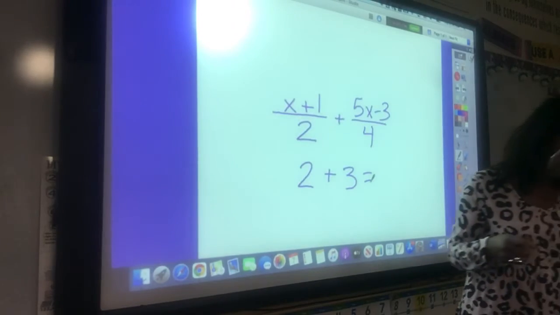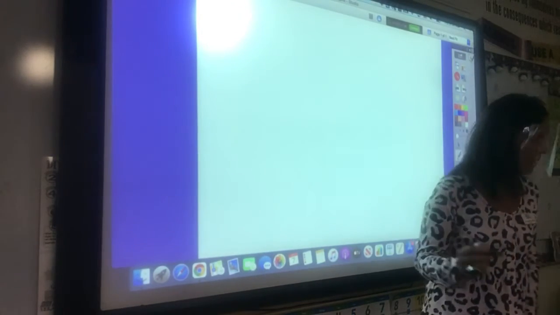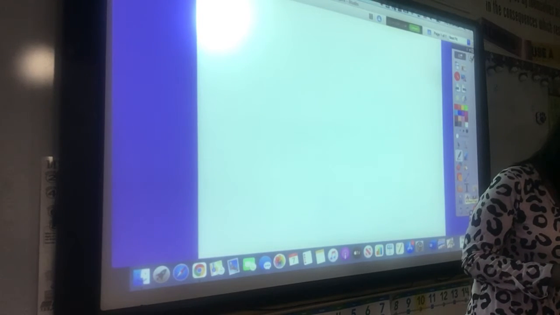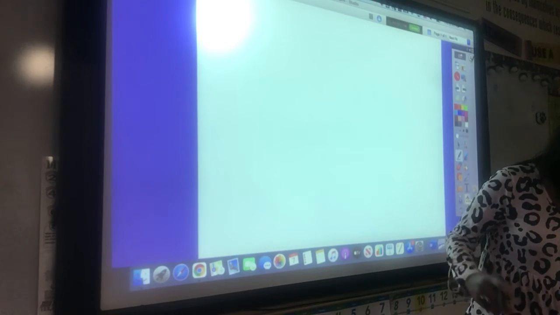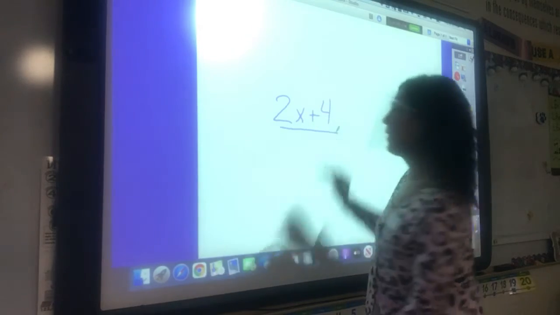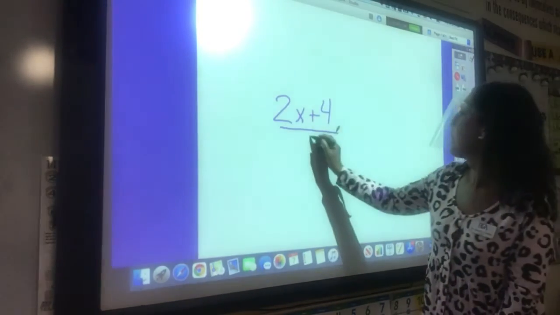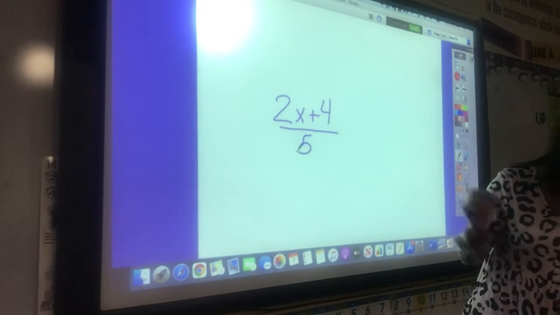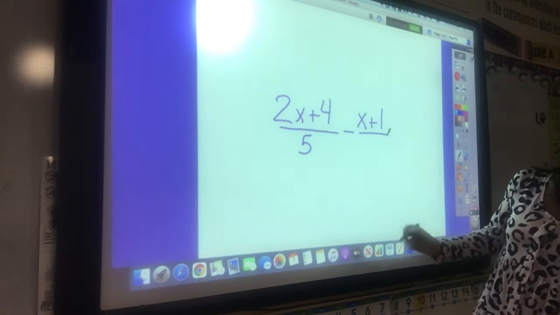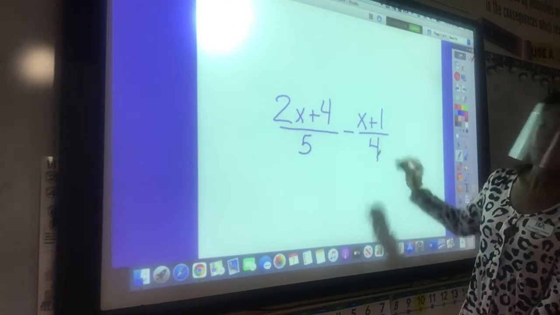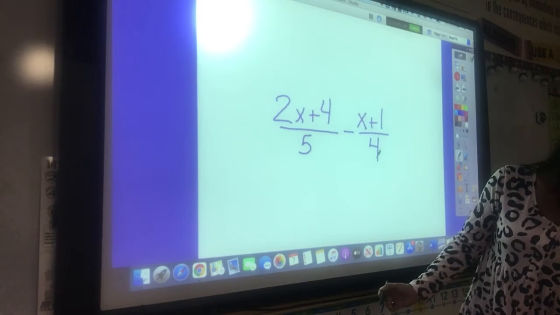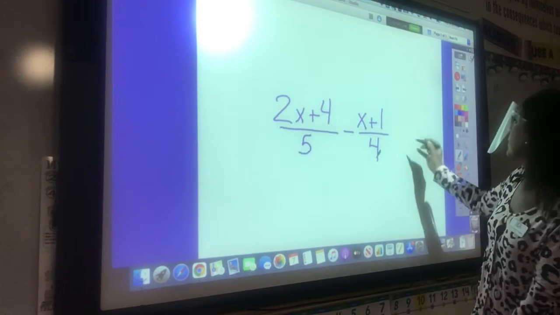All right, so let's try another one like that that's got several steps in it. Okay, let's try. Okay, so let's do 2x plus 4. Okay, and we're going to put that over 5. And then we're going to subtract x plus 1 over 4. And then we're going to add x over 3.